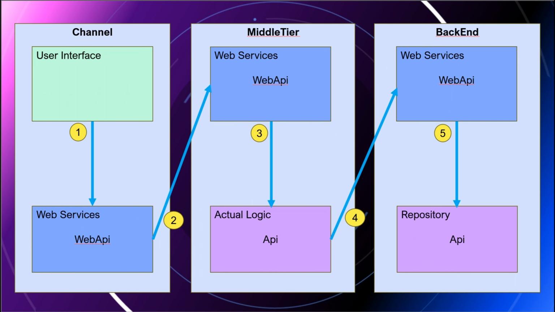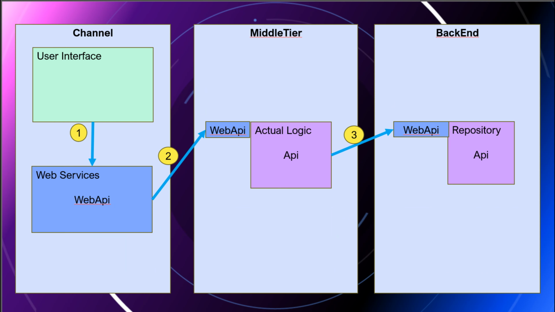When I talk to most people about web services and how they're set up, multi-tiers, this is what they think about. They think that a channel has a user interface. For the number one part here, it might create a web API backend, or the interface might talk directly to a web service. And then that web API talks to an API, and then that API talks to a web service for the backend, and that talks to an API for the repository. That's not exactly true. So this is more of a realistic kind of diagram.